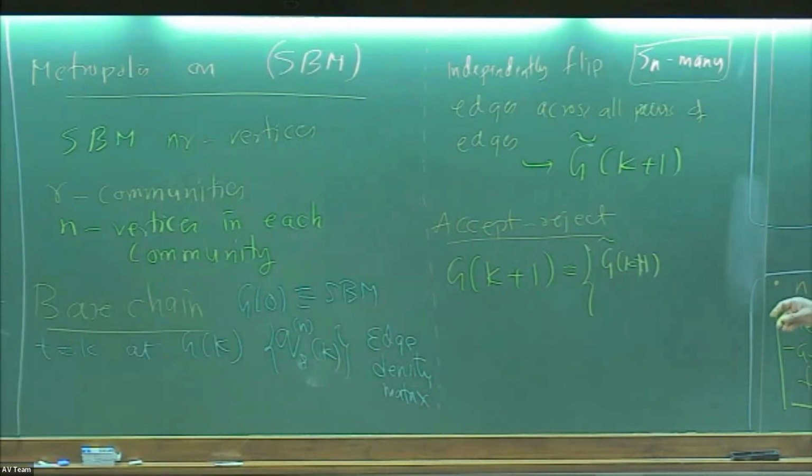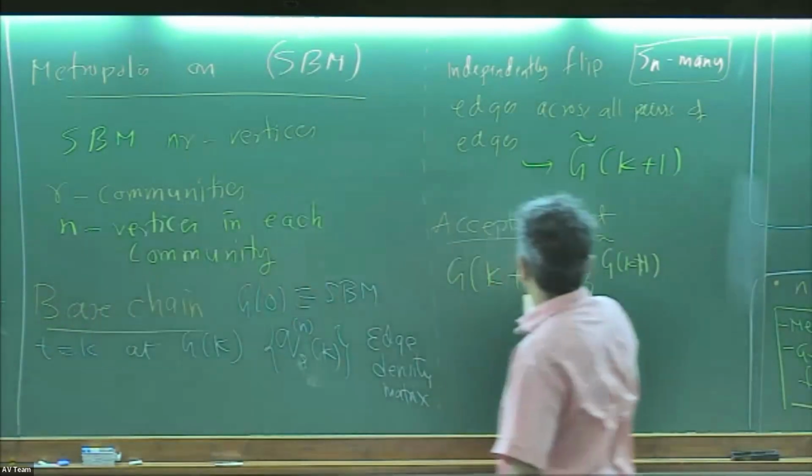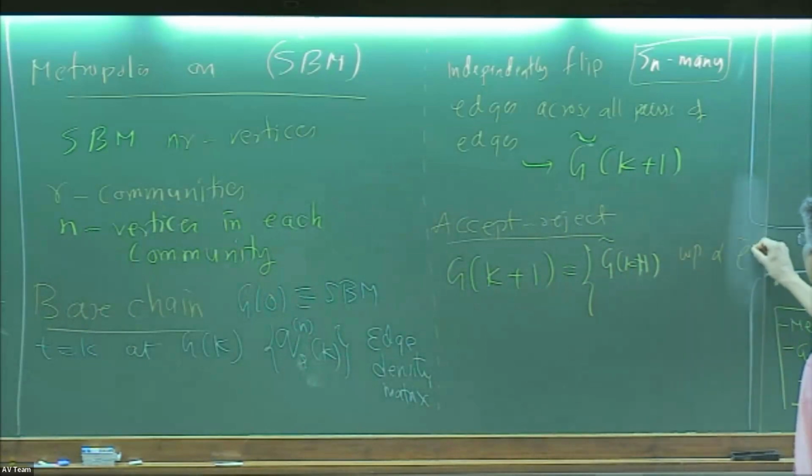Yeah, so I will write one, just one second. I'll come to your question in a second. I'll accept this with probability proportional to e to the minus beta times h of g tilde k plus 1. I'm so sorry, I'm writing it so small.